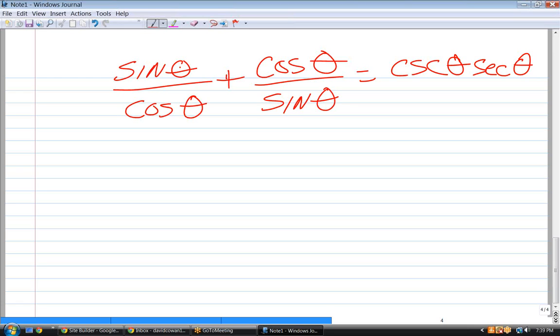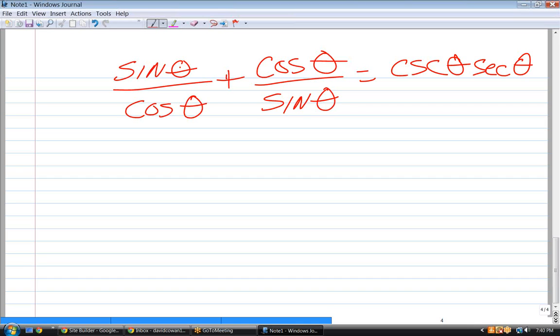The last rule they give you is, if all else fails, well, let me first tell you the first rule. The first rule they give you is work with the more complicated side. Okay? In this case, that's the left side. But the last rule is, if all else fails, and believe me, you're going to come up against some of these where you'll just try and you can't get it to verify, convert everything to sines and cosines and go from there.